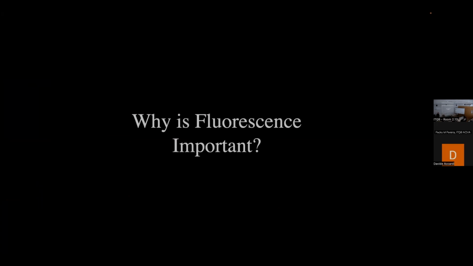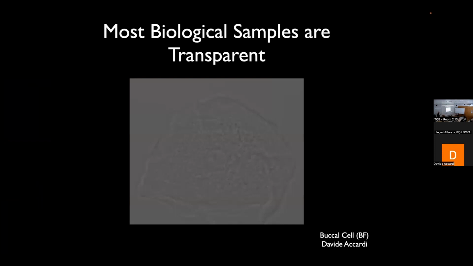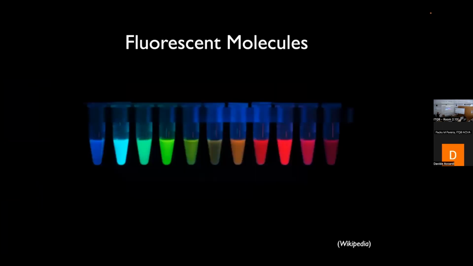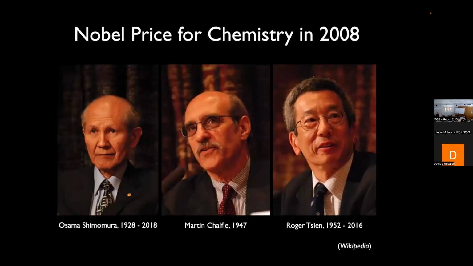So, why is fluorescence important? Most biological samples are transparent, and we need contrast. Zernike invented phase contrast in 1937, but we need more, because with phase contrast you cannot distinguish among the structures inside of a cell, or label differently different structures in a tissue or different populations of cells. So why are there these fluorescent molecules?